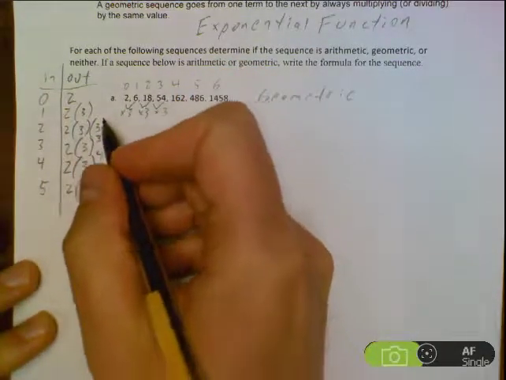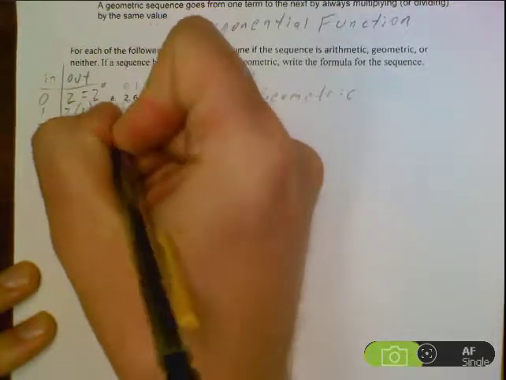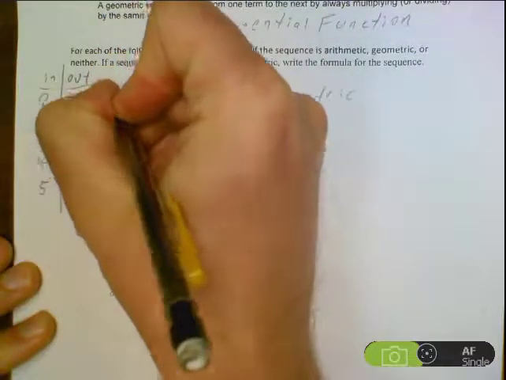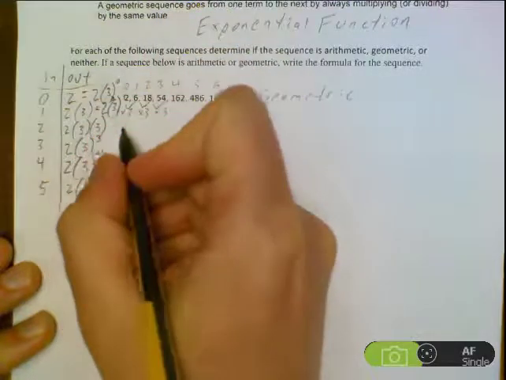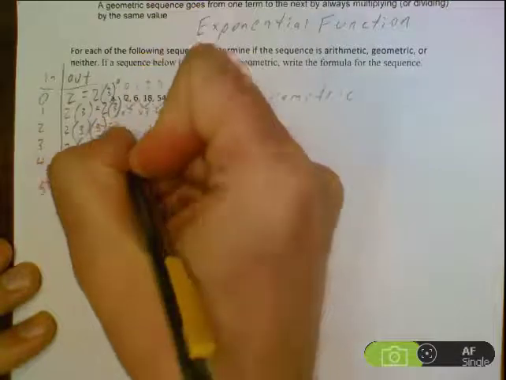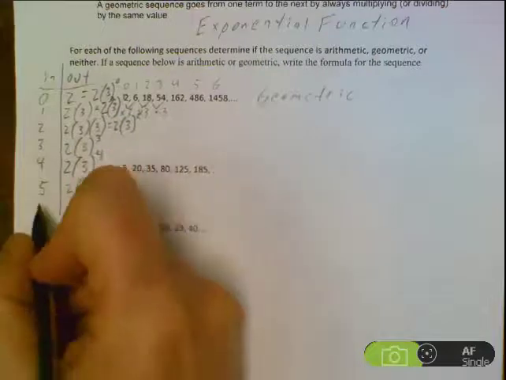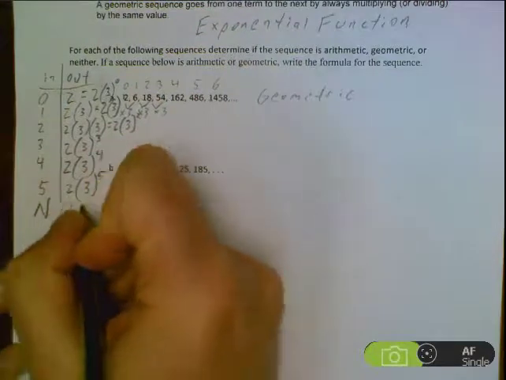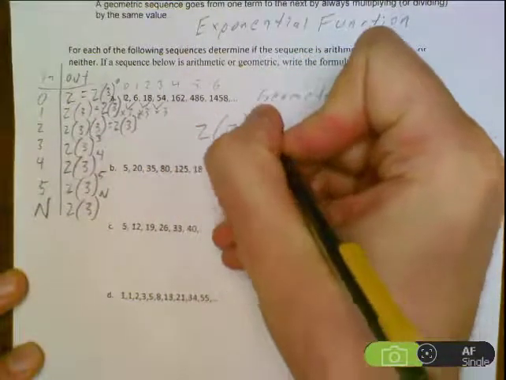For example, up here, this is 2 times 3 to the 0 power. This would be 2 times 3 to the first power. Sorry, this is getting kind of crunchy in here. This is 2 times 3 squared. So down here, whatever our input is, let's call it capital N, our output will be 2 times 3 to the n power. So that's our formula, 2 times 3 to the n power.